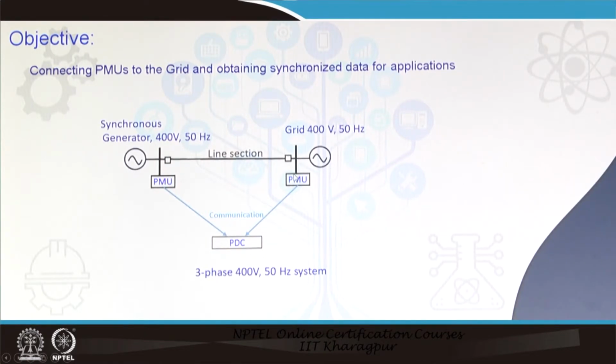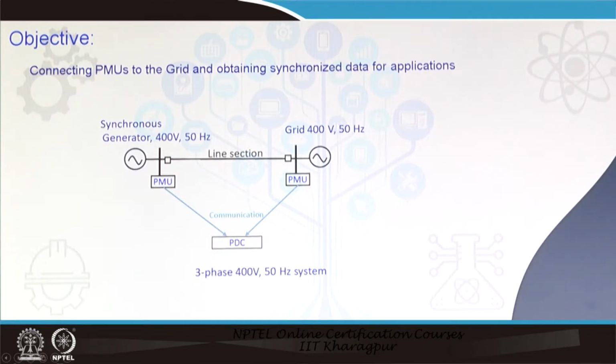We have a PMU connected at the grid side bus and another PMU connected at the synchronous generator side. This synchronous generator is controlled by the corresponding excitation system for the reactive power it injects into the grid, and the real power is controlled by the mechanical drive system for the alternator.